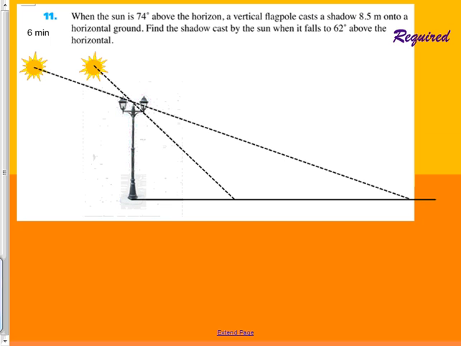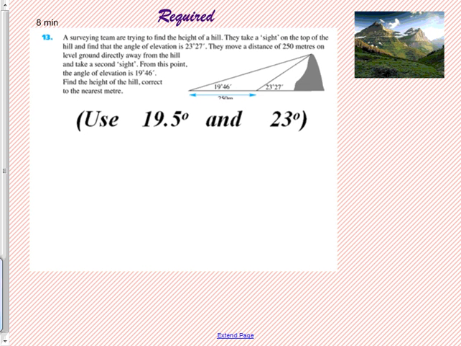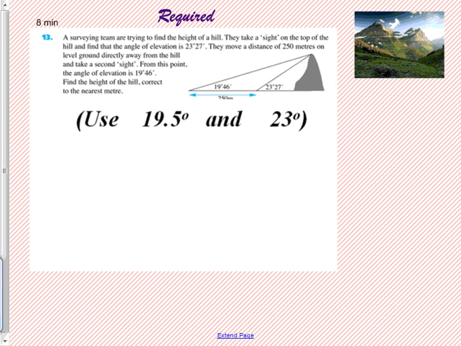I'm going to tell you to do number 11, do number 12, but then you may skip this 8-minute problem right here because the assignment was going to be a little too big. So skip number 13. And that was the last one. So, all right, and that's all I got for you for today.